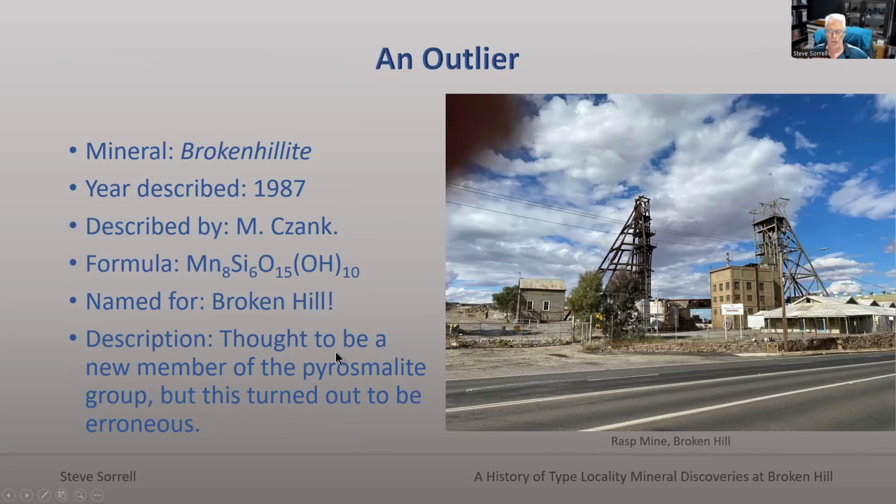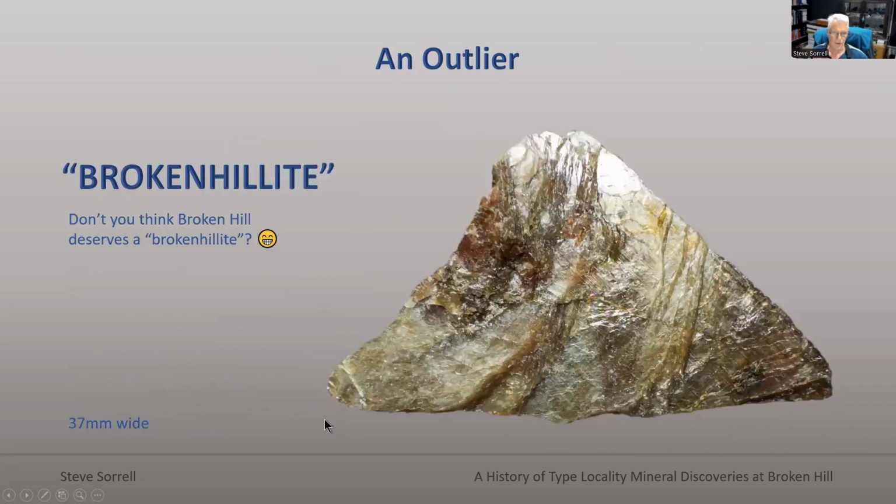And then we have one which is sort of a bit of an outlier. You deserve to have a Broken Hillite at Broken Hill. And in 1987, there was a Broken Hillite described, but it was then thought to be a new member of the pyrosmolite group, but it's not. And so it was discredited, which is unfortunate, but that's what it looks like.